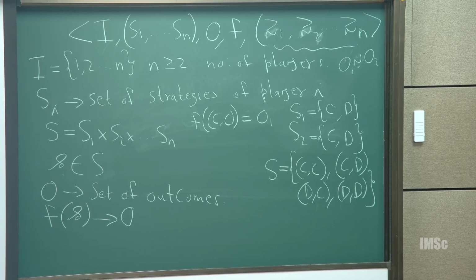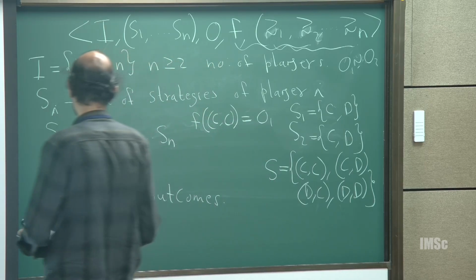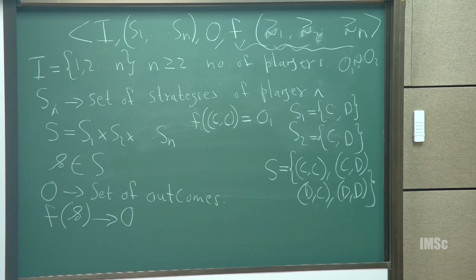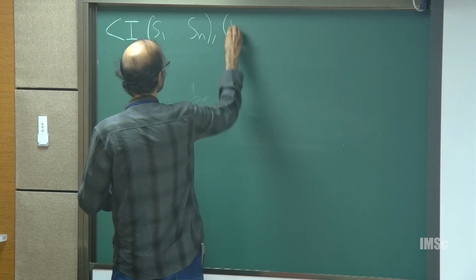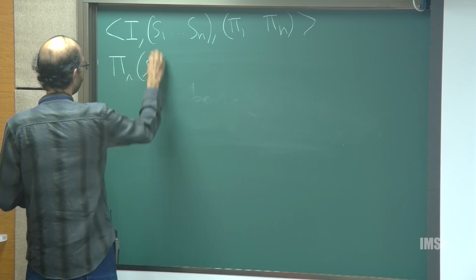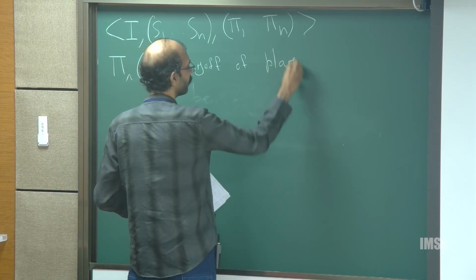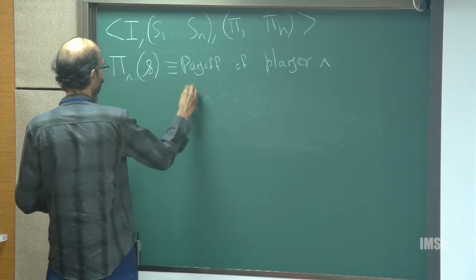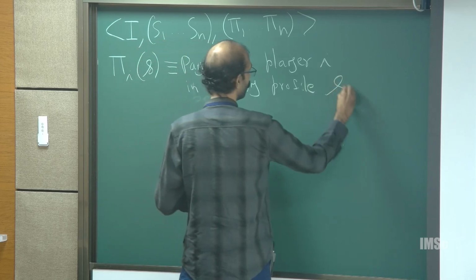So you can see that these are the defining properties of the game, and if you replace this preference structure with numbers, then we have the usual payoff function, where this is simply the payoff of player i in the strategy profile corresponding to s.